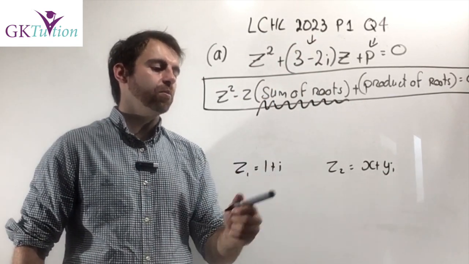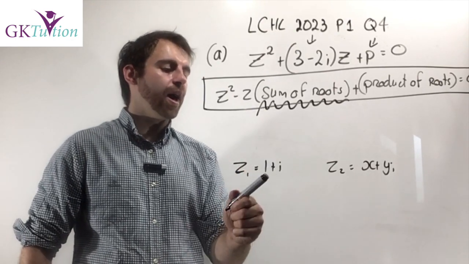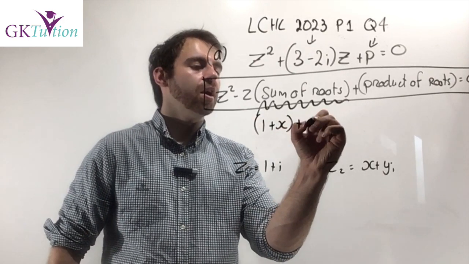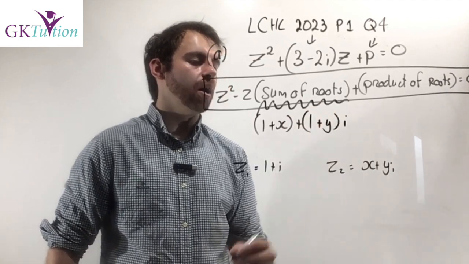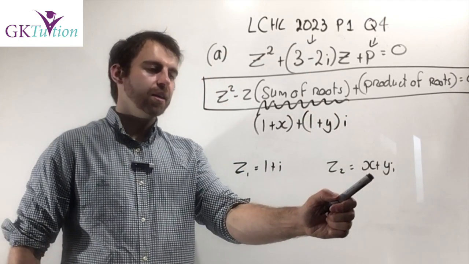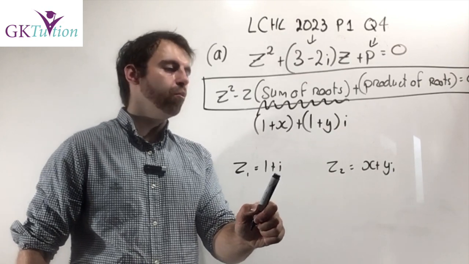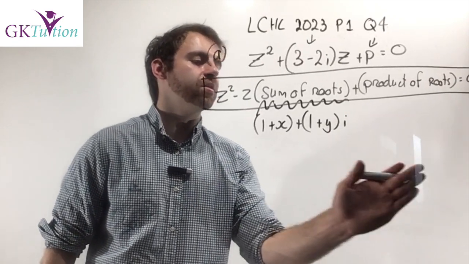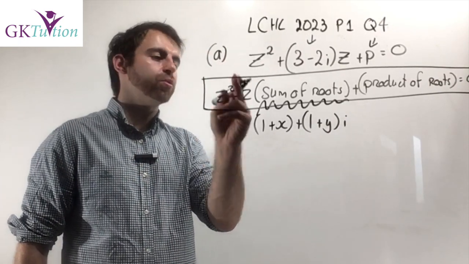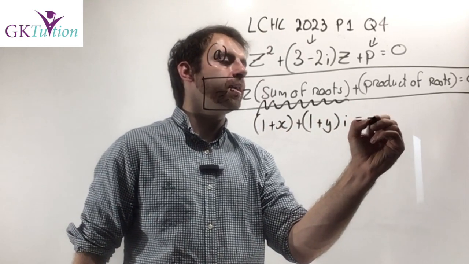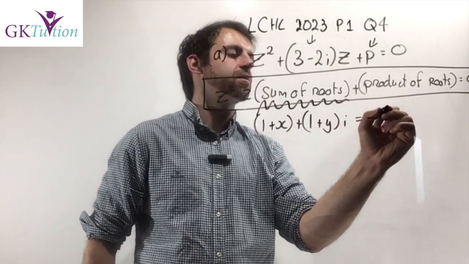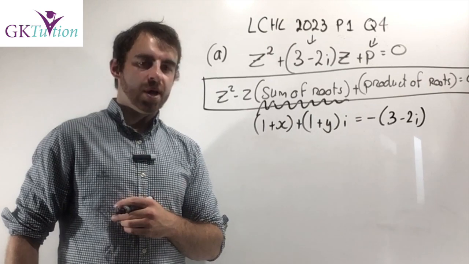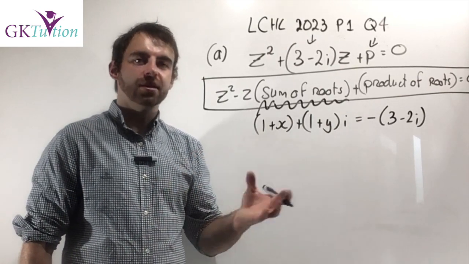So let's first of all get the sum of our roots. We're going to add these together. If I add up the roots, the real values are 1 plus x and the imaginary values are 1 plus y times i. So the real bit is 1 and an x. The imaginary coefficient here is a 1. The imaginary coefficient here is a y. So that essentially is the sum of the roots. And I know that to come up with this quadratic, the sum of the roots is equal to minus times whatever the coefficient of z is. So minus 3 minus 2i, I can let these be equal to each other. And doing this, I'm going to be able to figure out a value for x and a value for y.